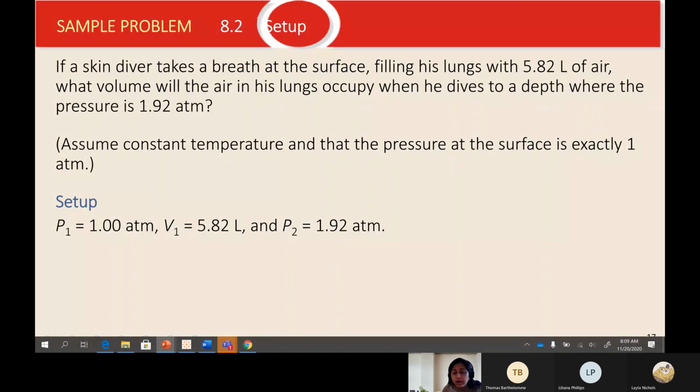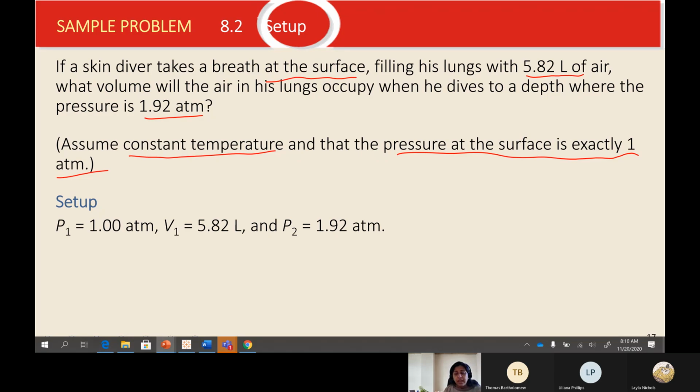Let's use Boyle's law to solve this problem. If a scuba diver takes a breath at the surface, filling his lungs with 5.82 liters of air, what volume will the air in his lungs occupy when he dives to a depth where the pressure is 1.92 atm? Assume constant temperature and that the pressure at the surface is exactly 1 atm.